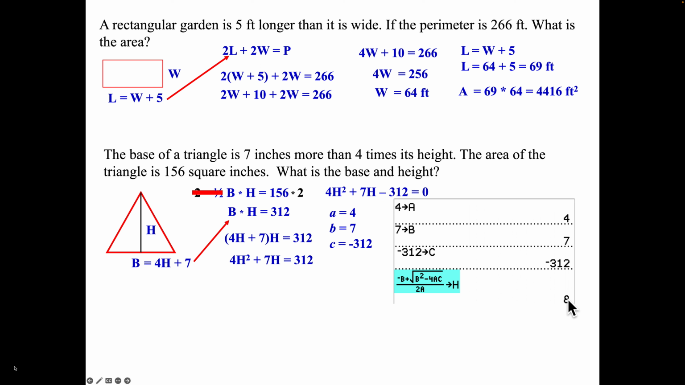All right, that's your height. Then we can find 4H plus 7. We can either have the calculator do it, or we can go 4 times 8 is 32 plus 7 more is 39, and there are the dimensions of my triangle. The base is 39 feet, the height was 8 feet. Found that right here.